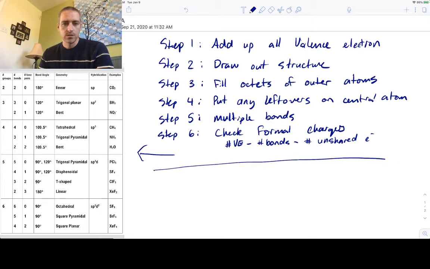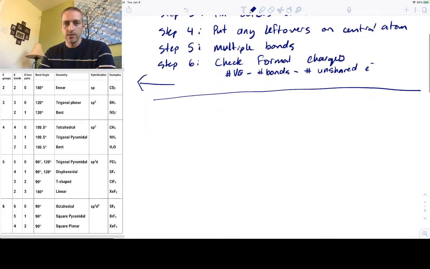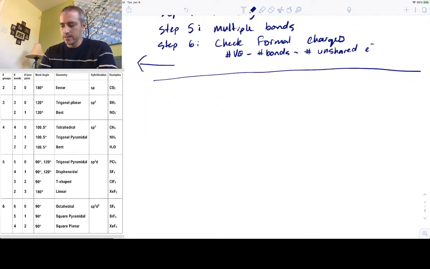Wonderful. So, without any further ado, let's start with some examples. And so we're going to start easy. The first example that I want to look at is going to be methane, CH4.